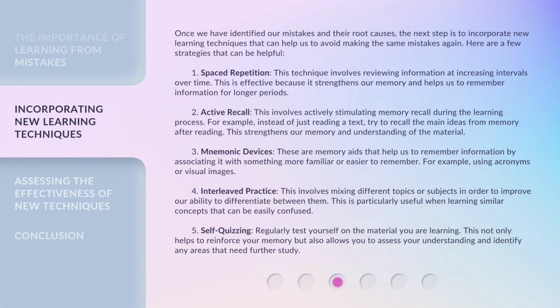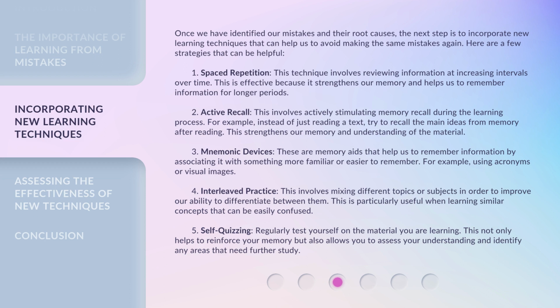Once we have identified our mistakes and their root causes, the next step is to incorporate new learning techniques that can help us to avoid making the same mistakes again. Here are a few strategies that can be helpful. 1. Spaced repetition. This technique involves reviewing information at increasing intervals over time. This is effective because it strengthens our memory and helps us to remember information for longer periods.